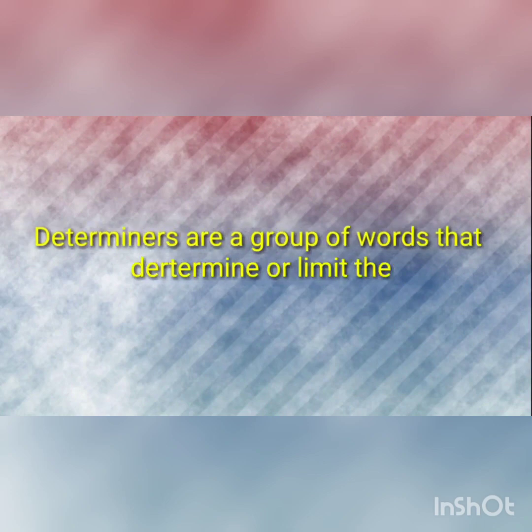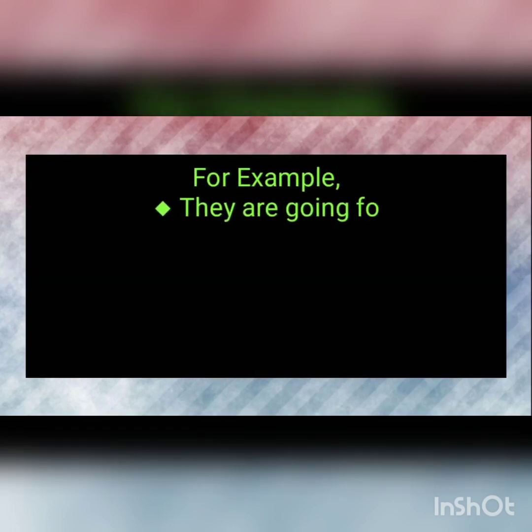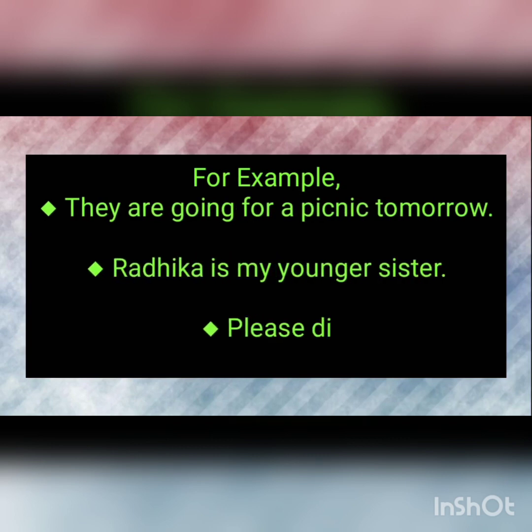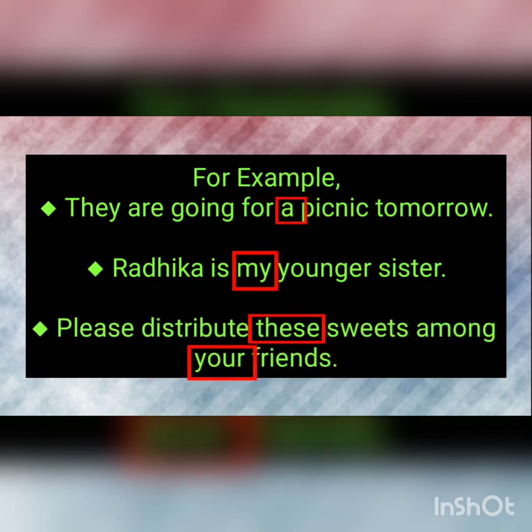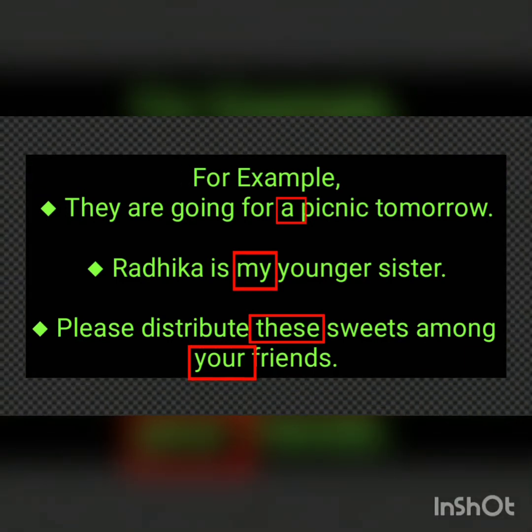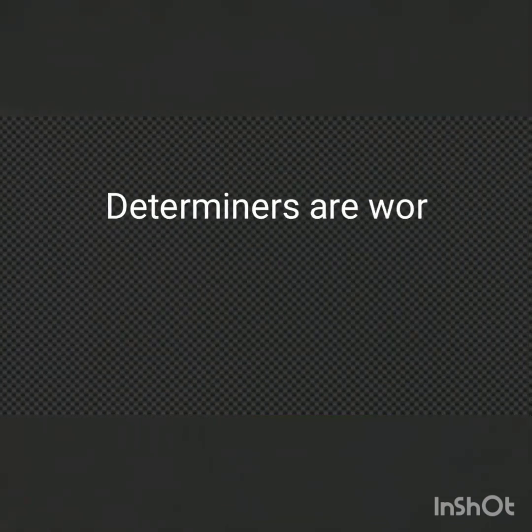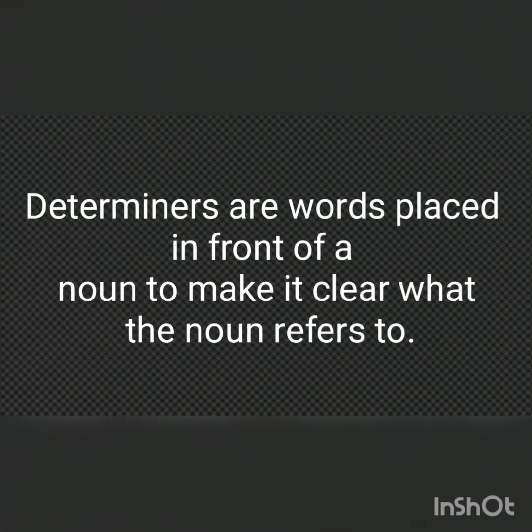Determiners are a group of words that determine or limit the meaning of a noun or a noun phrase in a sentence. For example, they are going for a picnic tomorrow. Radhika is my younger sister. Please distribute these sweets among your friends. In these examples, my, these, and your are all determiners as they limit the meaning of respective nouns or noun phrases.